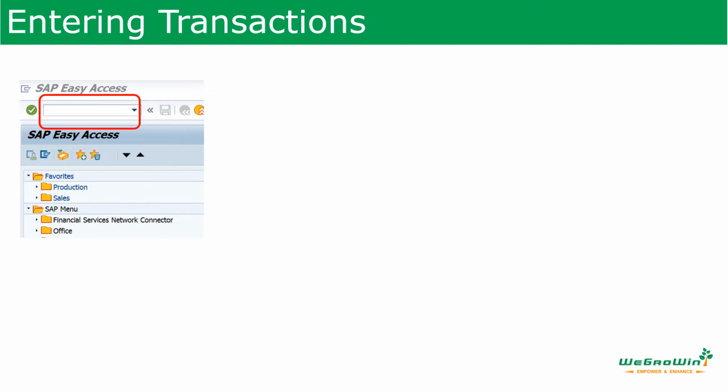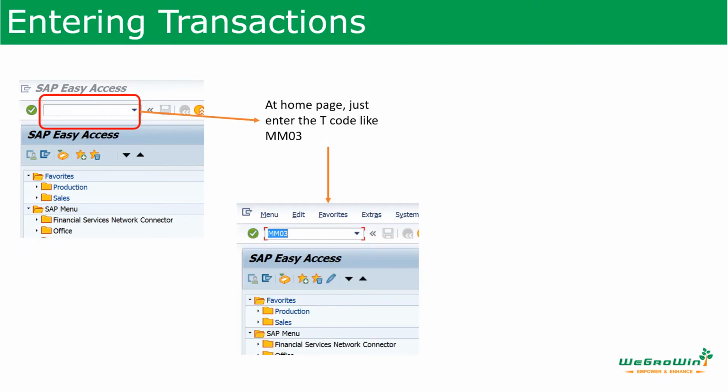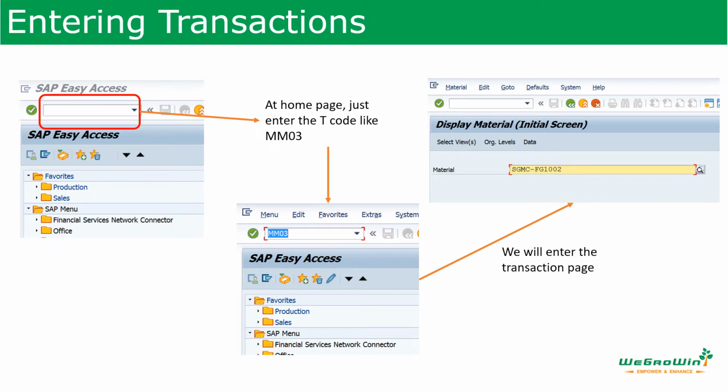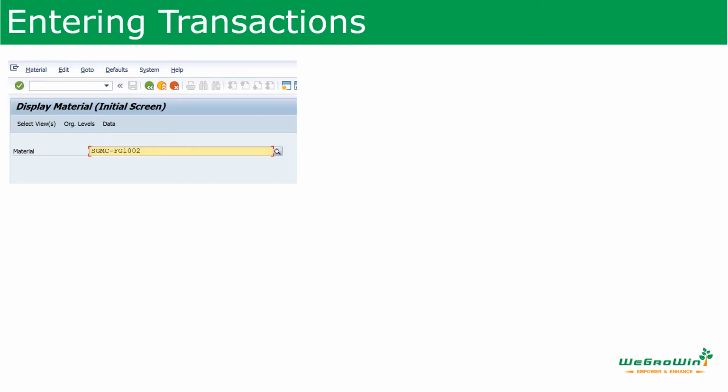Whenever we want to enter the transaction, you will see this here and there is a command field. In this command field, you can directly enter what is the transaction, MM03. Then the system will take us to the transaction page. Okay, this is one way to enter it. Now we are in the display material page.